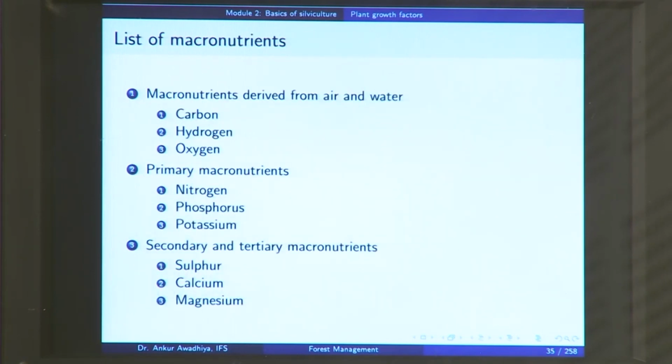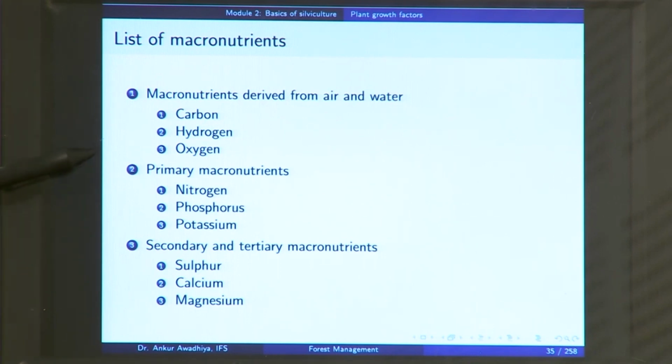Now, we looked at macronutrients, and a macronutrient is defined as a nutrient that is required in large quantities. So, we can divide the macronutrients list into three categories. The first is the macronutrients that are derived from air and water. So, you get carbon, hydrogen and oxygen from air and water, carbon in the form of carbon dioxide, hydrogen in the form of water and oxygen from both carbon dioxide as well as water.